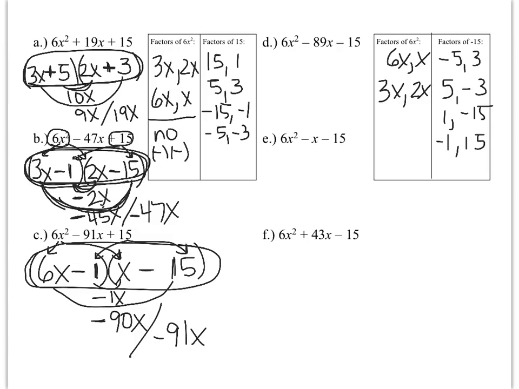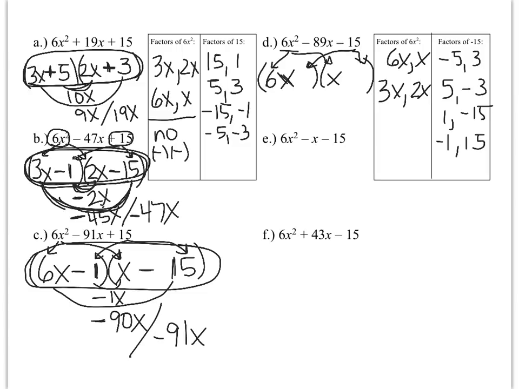So again, take a look at the first set of parentheses, or the first term. So I'm going to put my two sets of parentheses. That's how I want you to start every problem. Just write two sets of parentheses. And then we're going to look at the first term, 6x squared. Whatever I put here and here has to multiply to give me 6x squared. So I'm going to try 6x and x here. Okay? Now, whatever I put here and here has to multiply to give me negative 15.